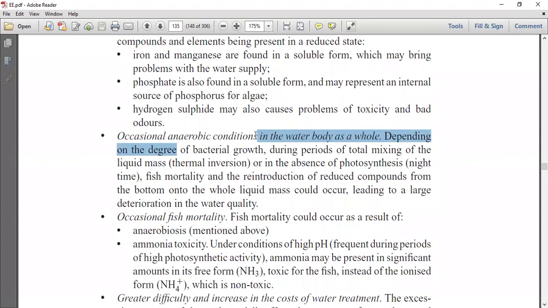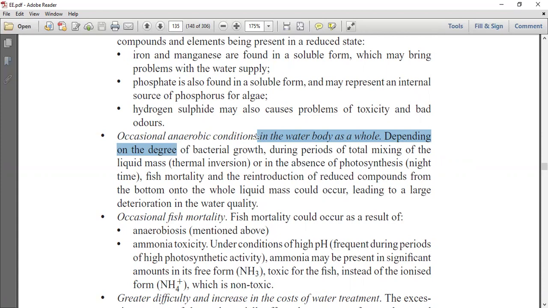Occasional anaerobic condition in the water body as a whole. Depending on the degree of bacterial growth during a period of total mixing of the liquid mass, or in the absence of photosynthesis, fish mortality and the release of the reduced compounds from the bottom to the whole liquid mass could occur, leading to a large deterioration in the water quality.